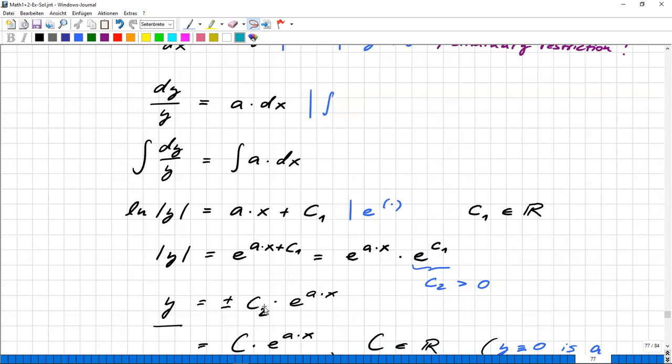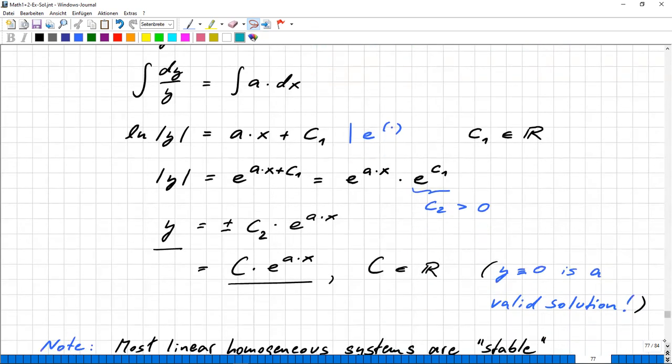Now, in the end, I can say this is a positive constant with an additional plus or minus sign. So altogether, this is non-zero. It may be negative again. I rename it another time. I rename this to be just C. And now this is a factor element R, well, exactly speaking, it's a factor element R without 0.